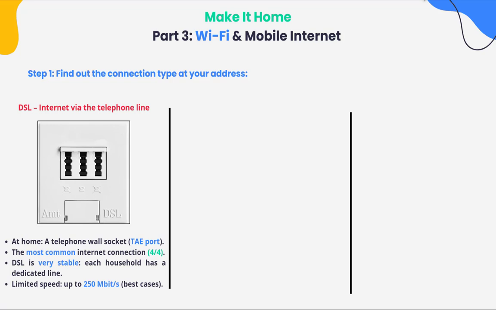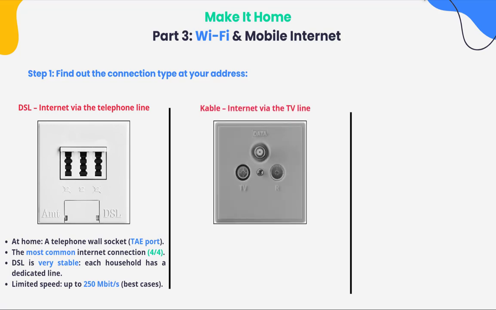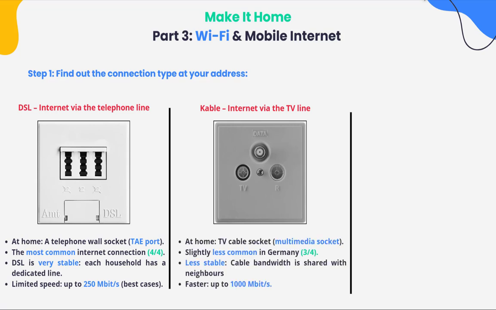The second type is TV cable, called Kabel in Germany. This means internet delivered through the TV line. In your apartment, you will find a TV cable socket, also known as a multimedia socket, like the one shown on the screen. Cable internet is a bit less common than DSL, but it's still widely available. In the 4 apartments we have lived in, 3 of them had a cable connection.